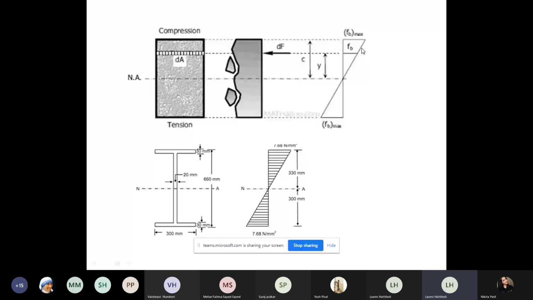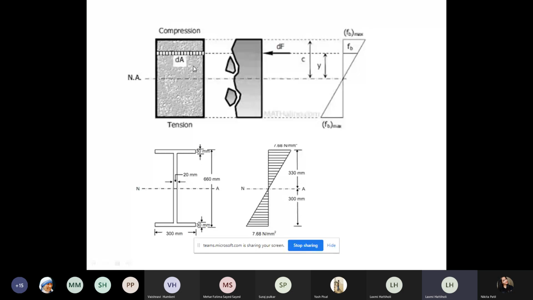Now let's come to the I section. At the bottom you have this I section. A beam can be an I section or a rectangular section, it depends. So here I'm taking this I section. Now what is the difference? Only the inertia is going to change. Yes or no? For a rectangular section the inertia is different, for an I section the inertia is different. Agree?